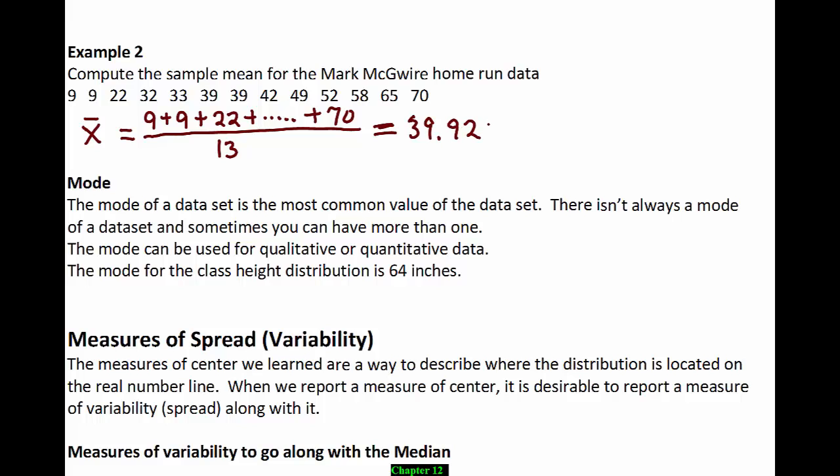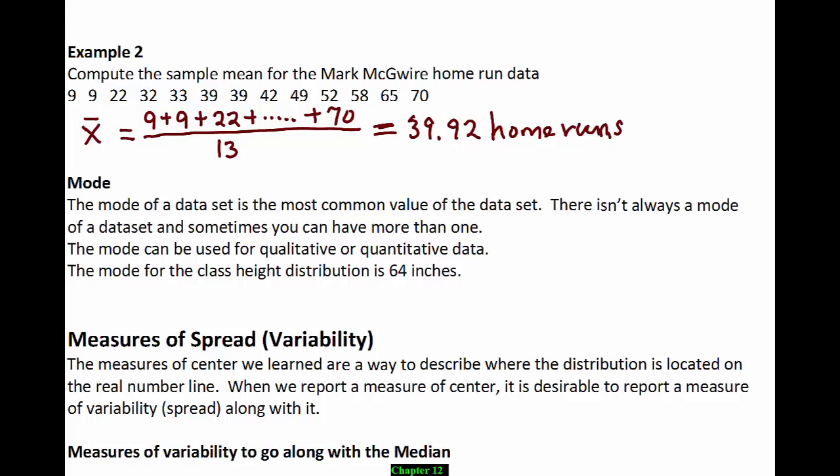39.92 home runs. Two things to notice here. First one is that the mean, and the median for that matter, get units. Here we're talking about home runs, so that's our units. It might be inches, it might be feet, it might be home runs, it might be days, it might be seconds. The second thing to notice is, hey, we can't have 39.92 home runs in a season, so some of you may want to be rounding this value up to 40. We're not going to round the mean or the median.